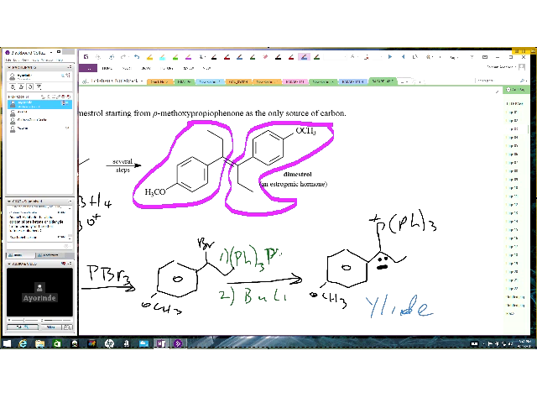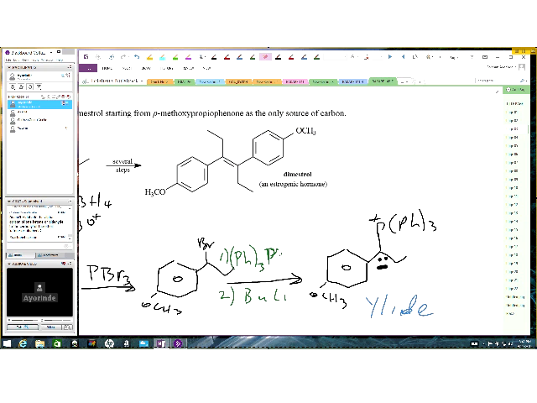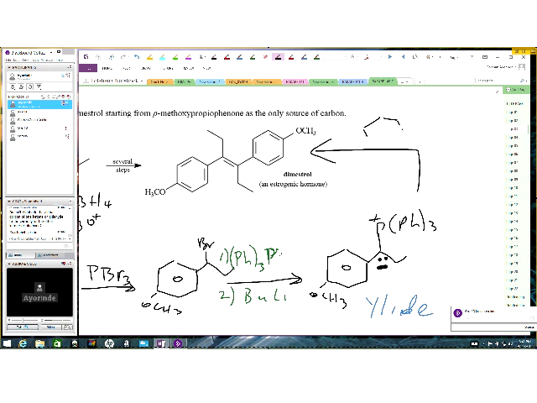Now your Wittig reagent, simply take it and react with this here. Let us call it the starting material. Now react with the starting material, which is the other starting material. And that is how you get that, okay?